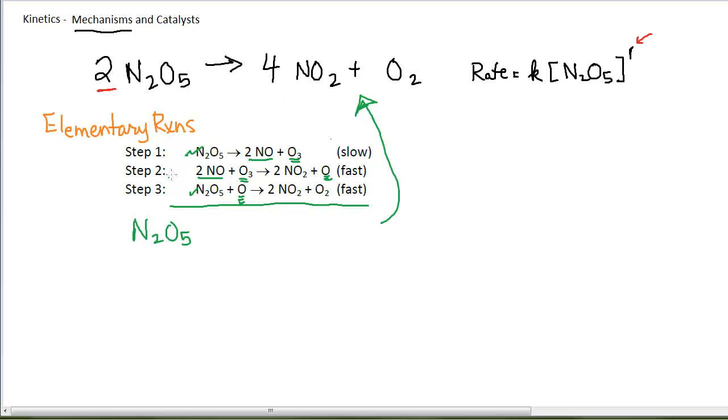So notice I am left with the reaction I started with. That's the first thing. The mechanism has to agree with the overall reaction. Once you've determined that it agrees with the overall reaction, that's a step toward justifying that mechanism.